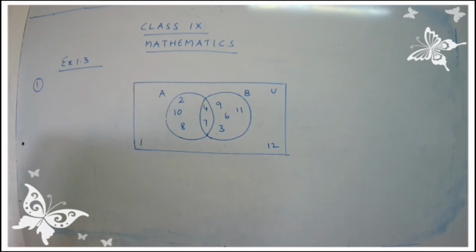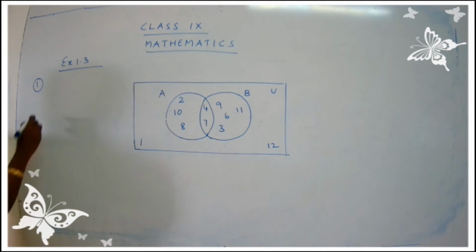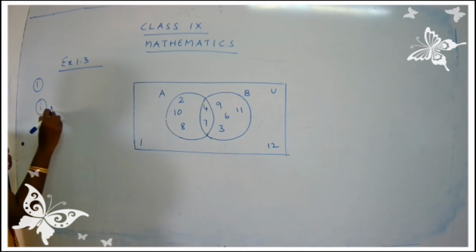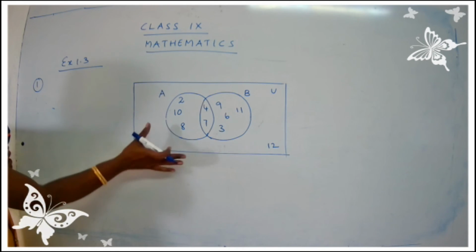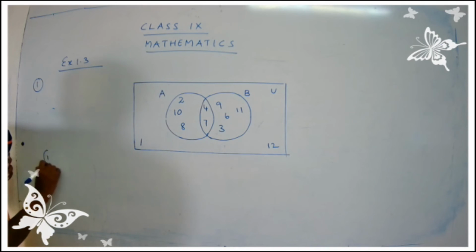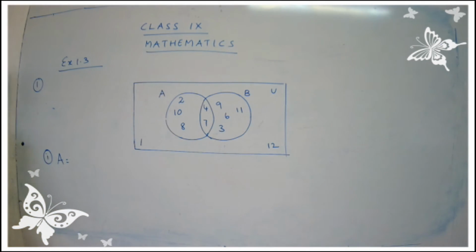Okay, let's continue with our answer, children. So the question is, using the given Venn diagram, write the elements of. The first one is A. So you can just write down below the figure. You have a figure over here. So just continue below the figure. Let's write the elements of A. They have asked you to go for the elements of A. That means you have to write the members of A. Let's find out what are the members of A, children.